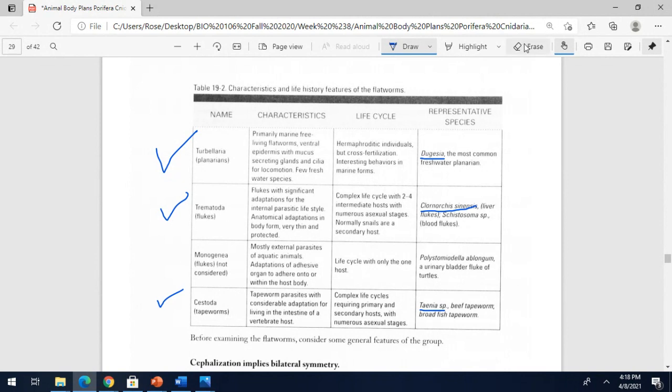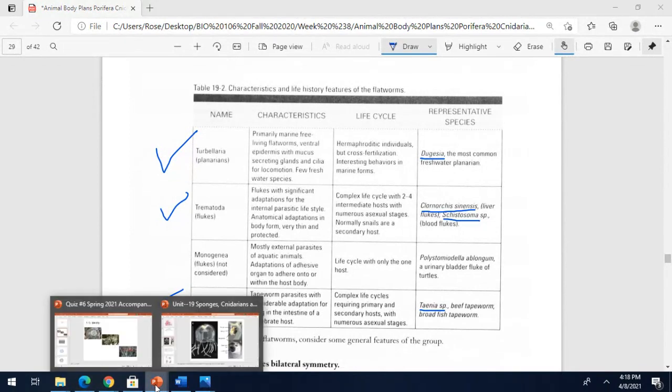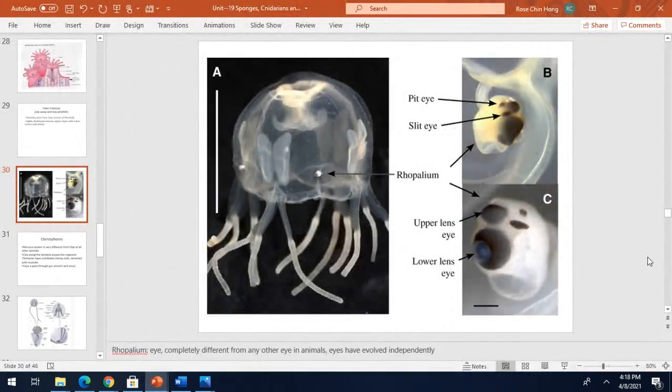Oops, sorry. My hand is not doing it properly. All right, so this and Schistosoma. This is very important because you can either know that it is hermaphroditic or dioecious. All right, so let us go into our slides here because there's quite a bit to go through.